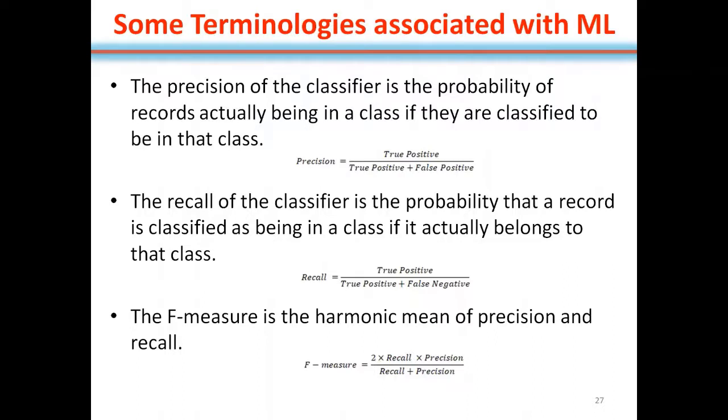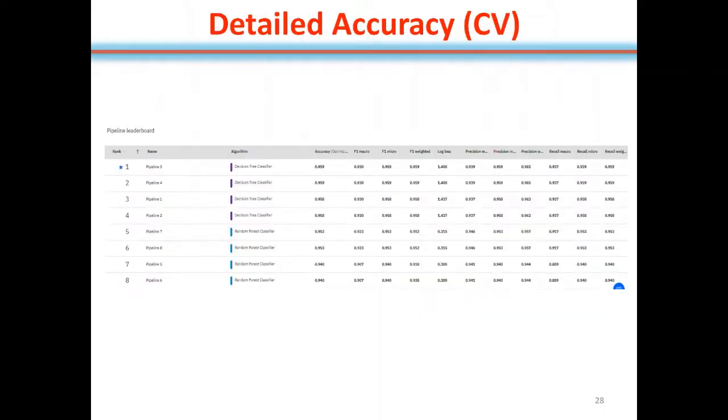The detailed accuracy of the pipelines is represented in the following figure, where you can see the accuracy, F1 macro, F1 micro, F1 weighted, the log loss, precision micro, precision macro, precision weighted, recall macro, recall micro, and recall weighted. These values are represented in this detailed accuracy. This accuracy is from the cross-validation algorithm.